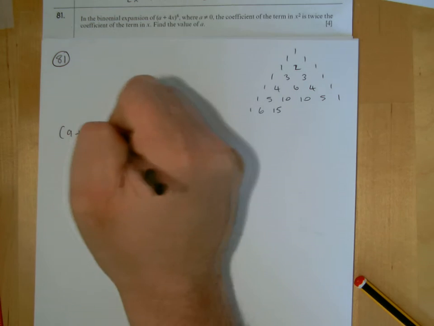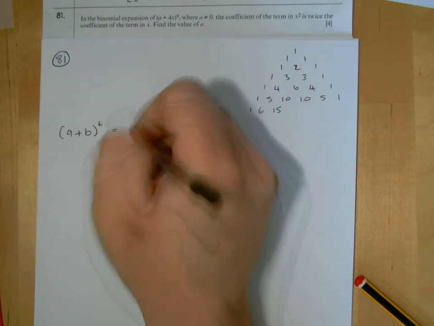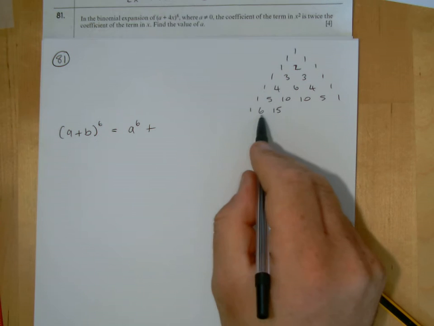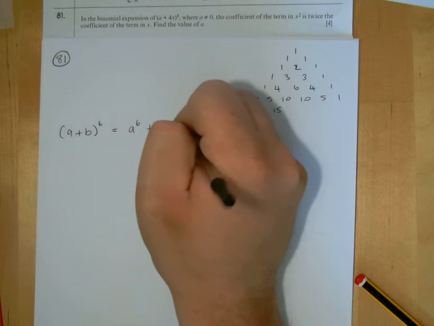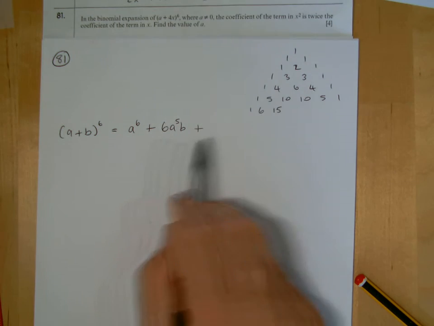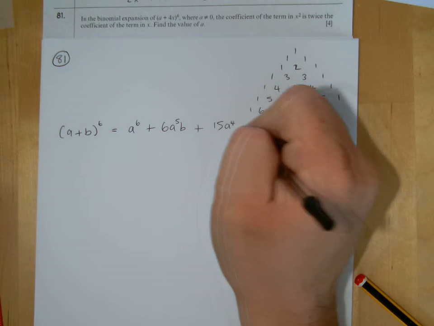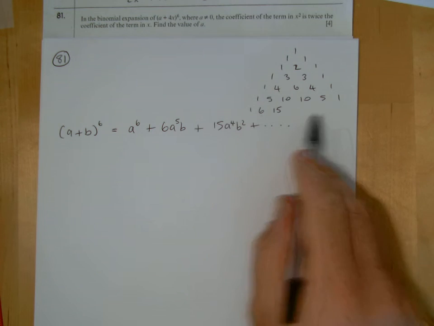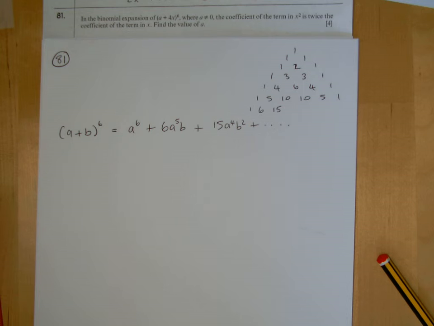So when I expand this, of course, we start off with a to that highest power, so a to the power 6, plus then the second coefficient is 6. Reduce the a's, so a to the power 5, and then b to the power 1. Plus then the next coefficient is 15. Reduce the a's, a to the power 4, and b squared. And I can literally stop there. Obviously, there's a lot more to the expansion, but I can put plus dot dot dot to show that it continues. That's all I need.